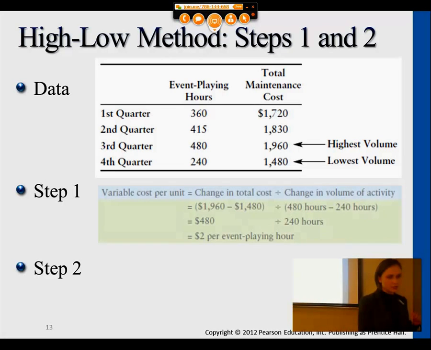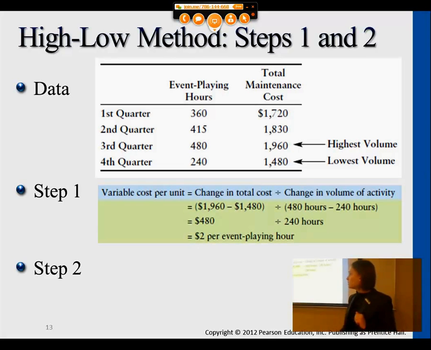So let's do the first step. We're going to calculate the variable cost per unit. So my variable cost per unit is a change in cost divided by the change in activity. You take your cost and you divide it by the change in activity. So let's look. What did they do? They took the highest number, subtracted the lowest, right? So we got this difference in the highest and lowest, which is $480 here.